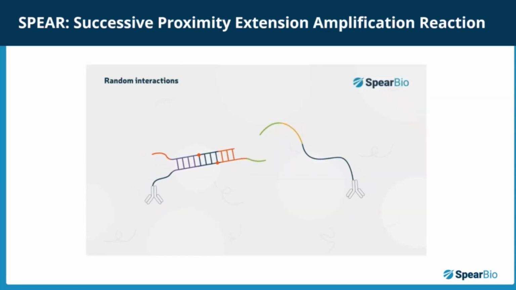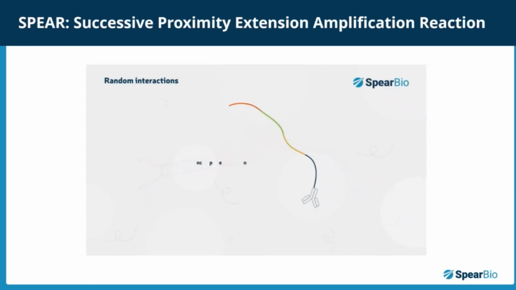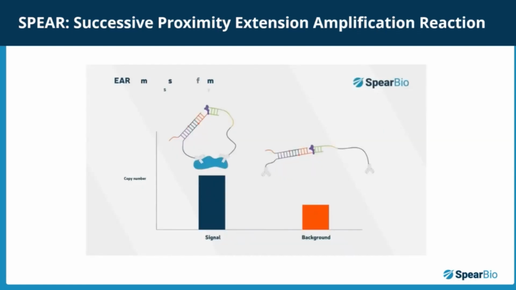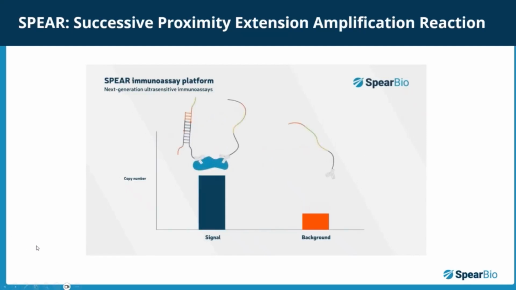The two probes could also randomly meet each other in solution and conduct the first extension, but there is a much lower chance for them to meet a second time and do the second extension without binding to a target protein. So the majority of the extension products will not be amplifiable. This two-step successive extension will significantly lower the background in bulk solution and improve the sensitivity.